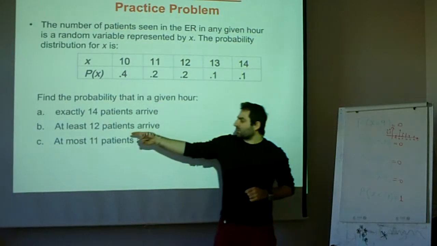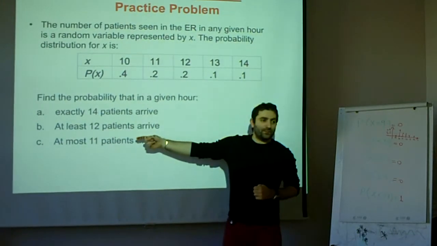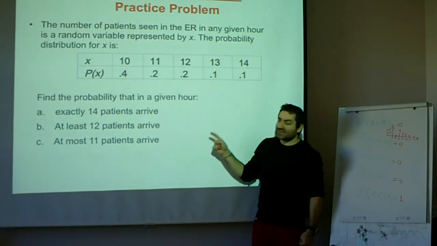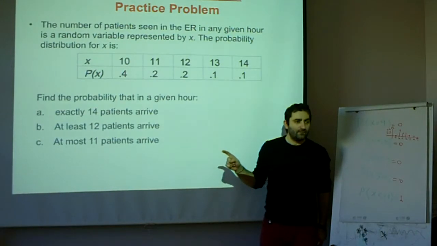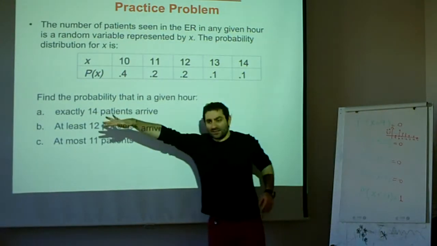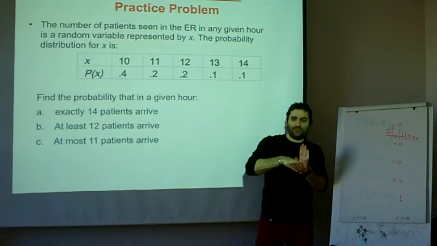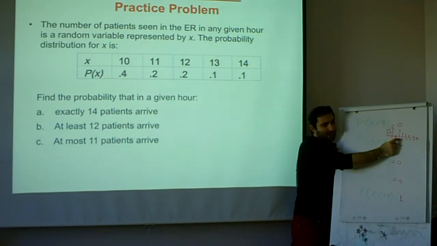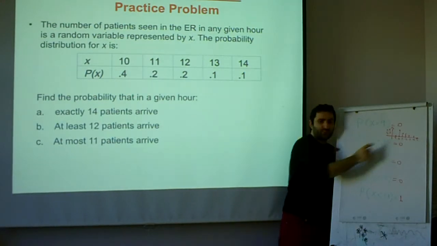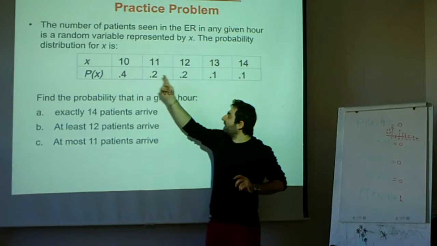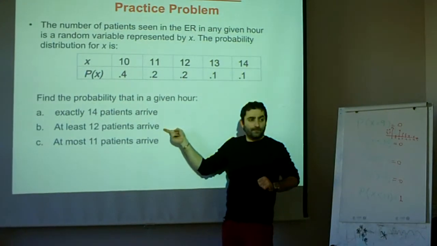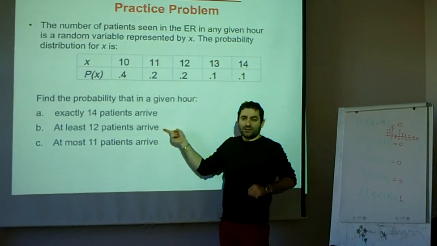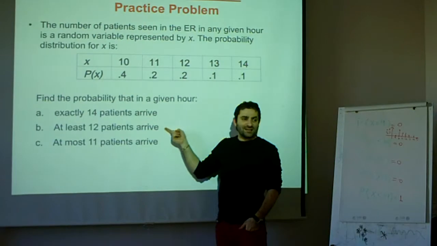Now, let's translate this one. At least 12 patients will arrive. In other words, what is the probability of x is less than or equal to 12? It means start from minus infinity and add all the values to 12. We know from minus infinity to 9 it is 0. We have to add the probability of 10, 11, and 12. If you add them, what is the value? 0.8. So, probability of x is less than or equal to 12.